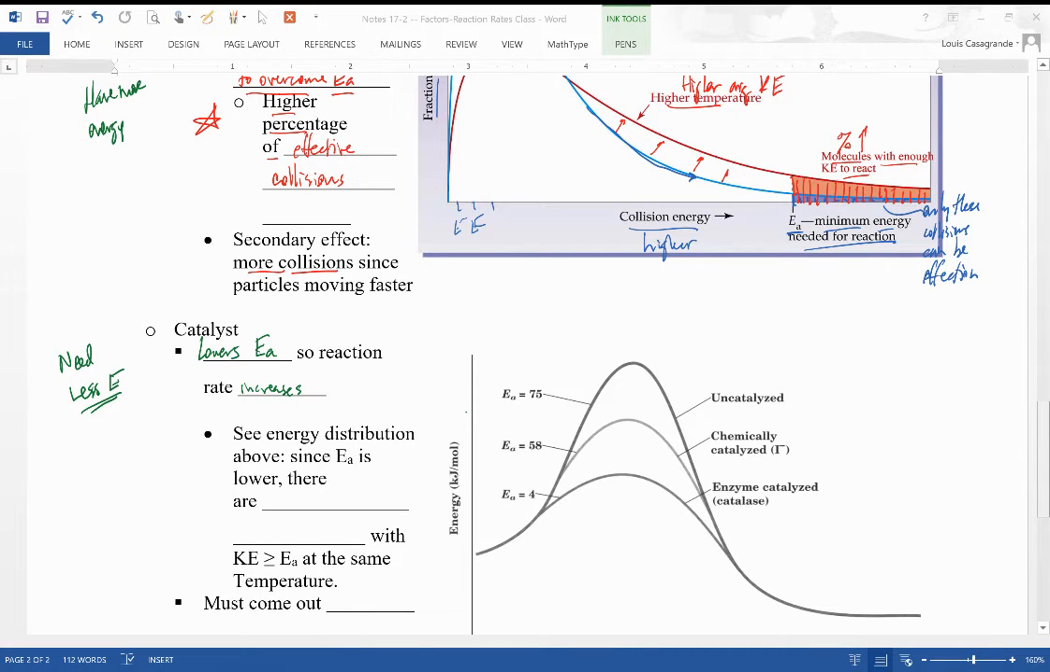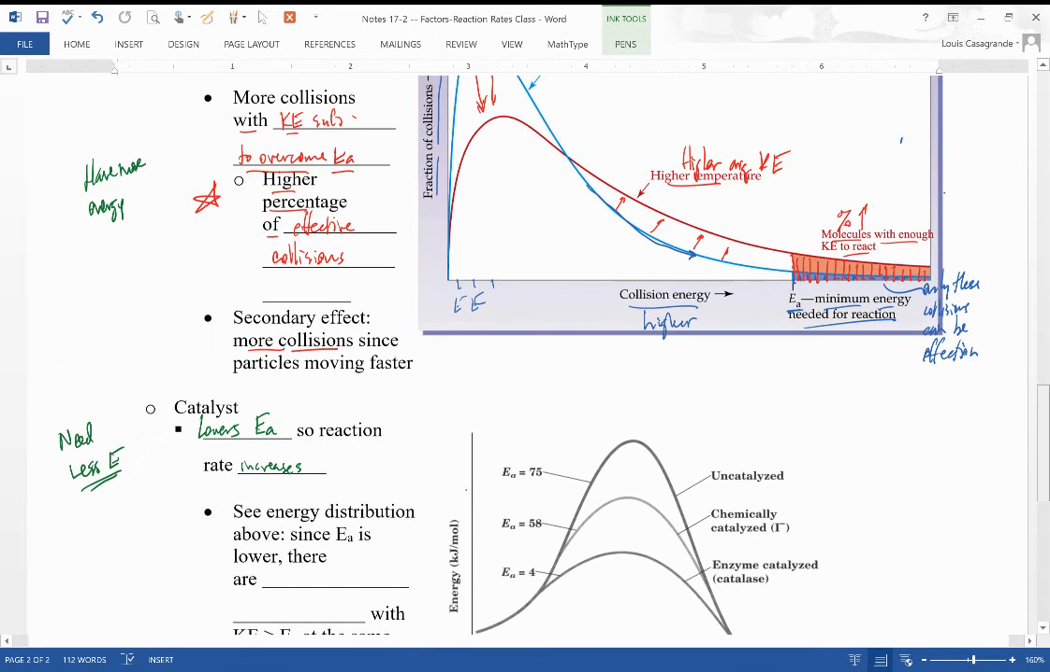In the distribution up above, in that curve up above, what's going to happen is we're lowering that activation energy. So let's take it and say, let's put it at a new activation energy. Let's say right here, we have the activation energy for the catalyzed reaction.